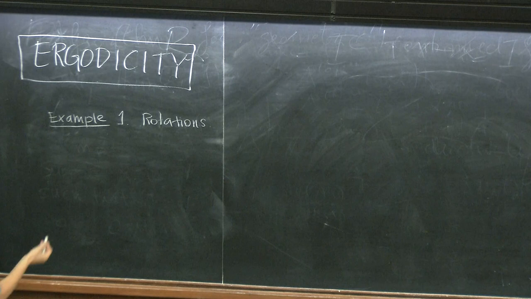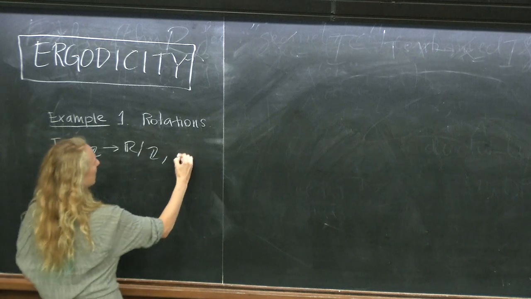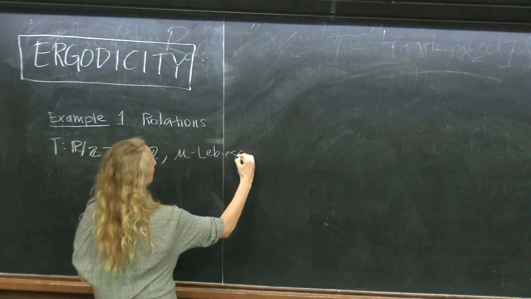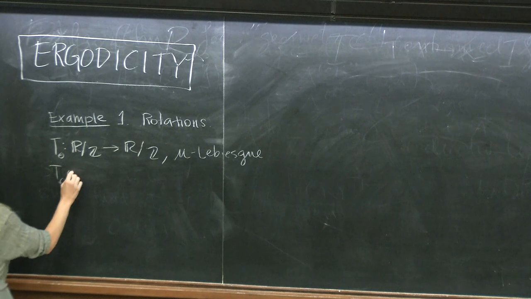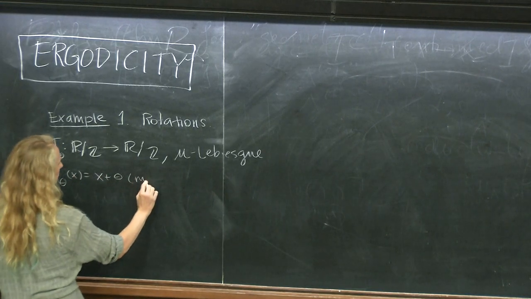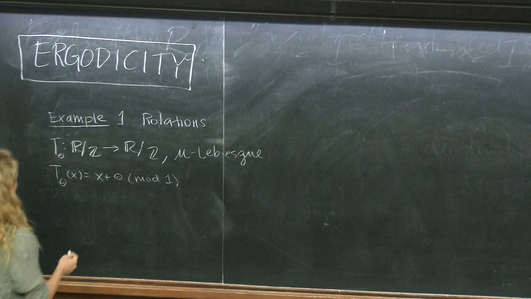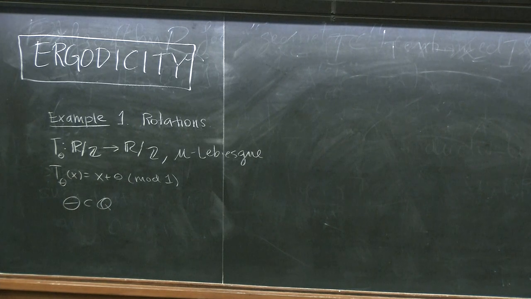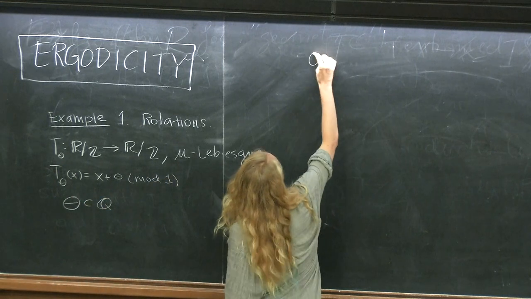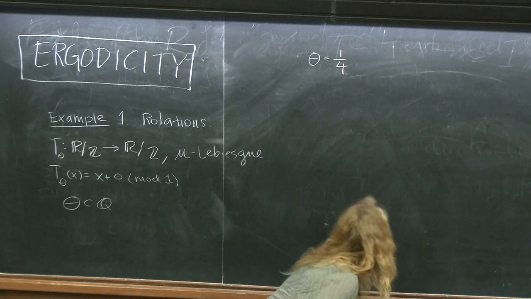So recall that the rotation, we say it maps from R mod Z to R mod Z. And for now, let me assume that we are talking about the Lebesgue measure. And I'm going to use additive notation for now. So I have x plus theta mod 1, where we can have e to the 2 pi i (x plus theta). Okay, and so let me consider first the case where theta is rational. Okay, and to do an absolutely explicit example, let me take theta to be 1/4.